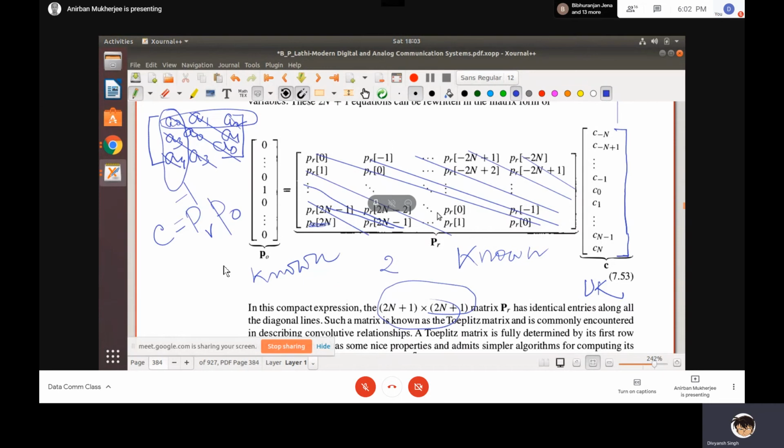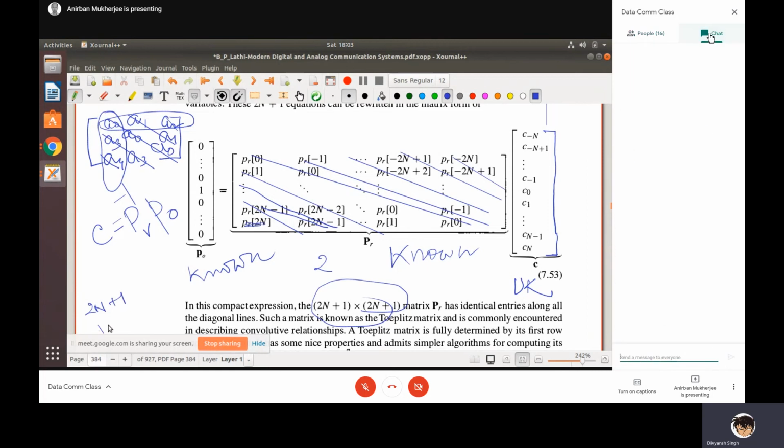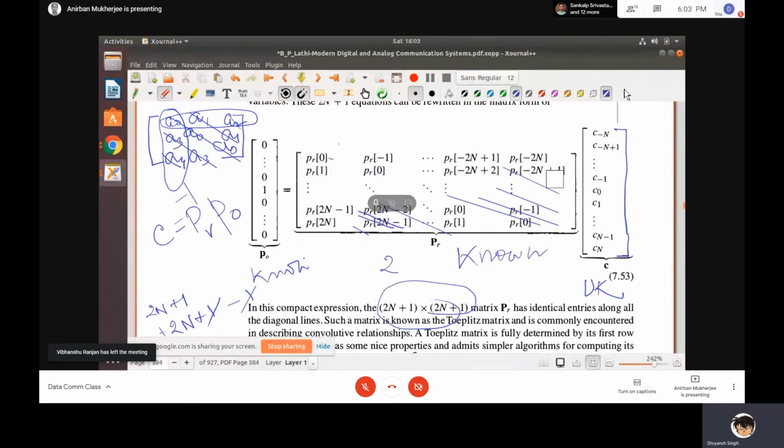So instead of 2n plus 1 into 2n plus 1 elements, you have to know only 2n plus 1 plus 2n plus 1 minus 1, which is 4n plus 1 elements. That means this one you have to know and this one. And for this Toeplitz matrix, you need not do the normal inverse the way we do. Actually, there are certain computationally easy techniques to do this inverse of the Toeplitz matrix.